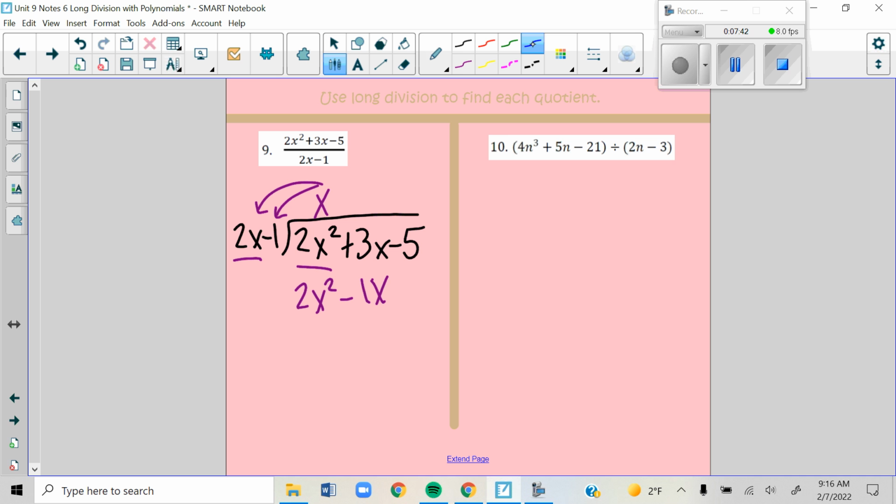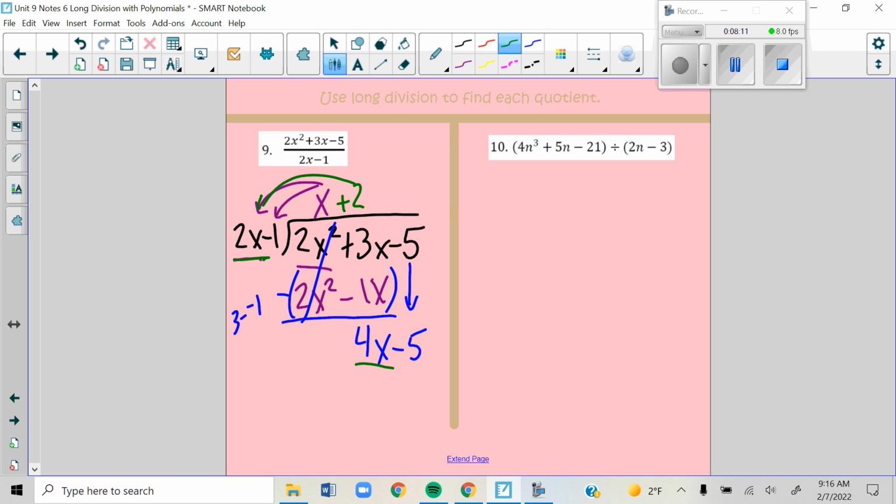So just like we've done the other two problems, put that in parentheses to subtract. 2x squared minus 2x squared cancels. A 3x minus negative 1x turns into a 4x. Okay, so 3 minus negative 1. Bring down our minus 5. Again, same philosophy we've been looking at. I have a 2x. I need to make it a 4x. What do I need to times by? I need to times by a 2.